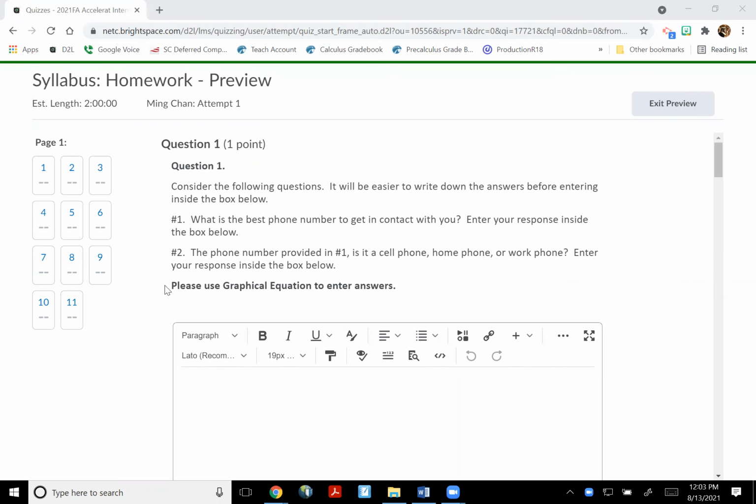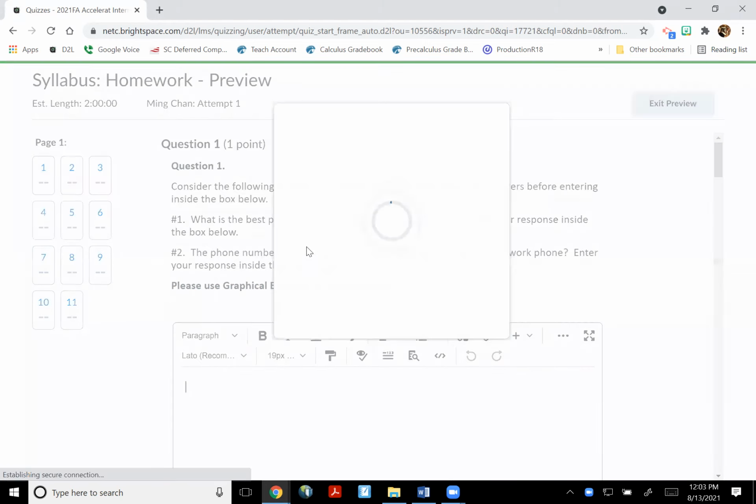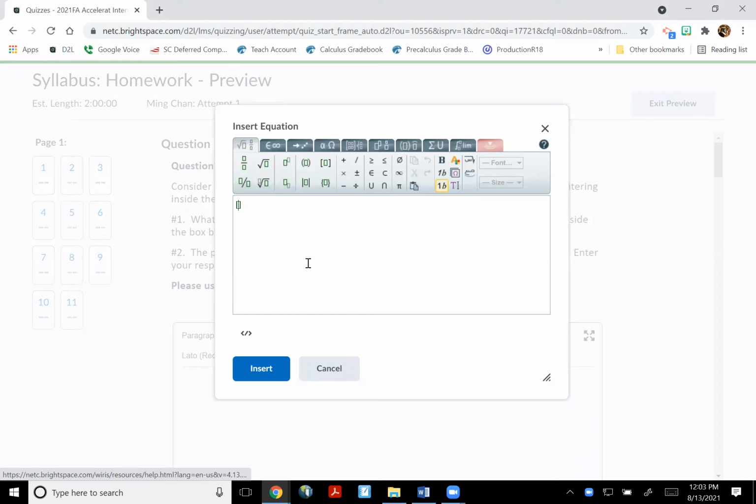Hi everybody. Whenever you see this direction, please use graphical equation to enter answers. What I need you to do is click on the plus sign, click on the word equation, and click on graphical equation. So that's where the graphical equation is located.